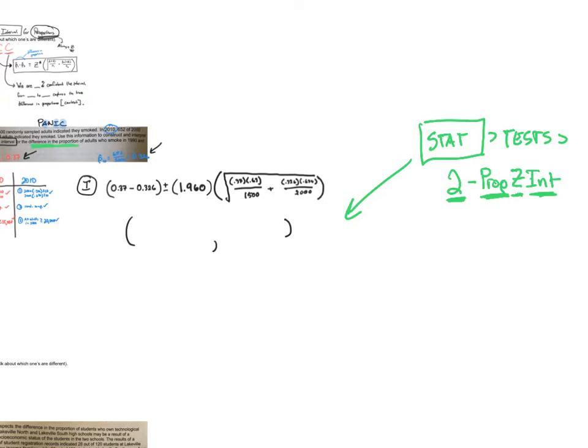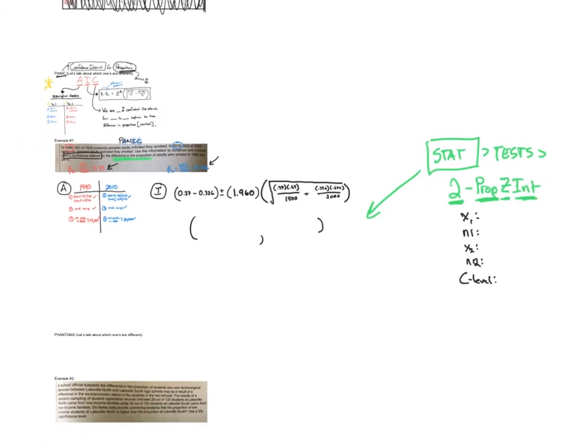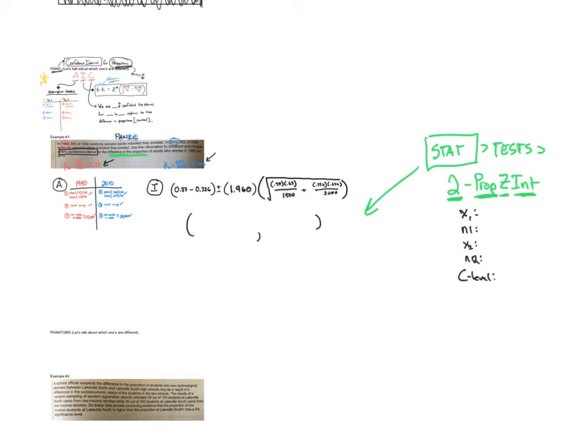Go ahead and do that. So what's it call for? It needs a couple different things. It needs X1, N1, X2, N2, and C level. So it needs all those things. Okay, X1. That I called P90. 1990 was my first one, so 551, and the sample size of that was 1,500. And then 2010, 652, and there was 2,000.